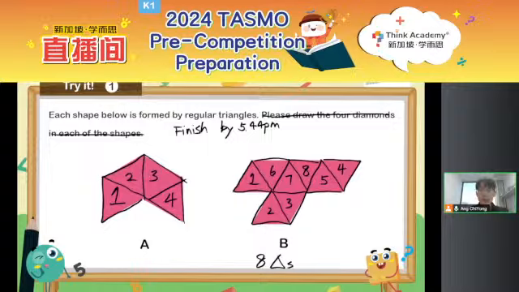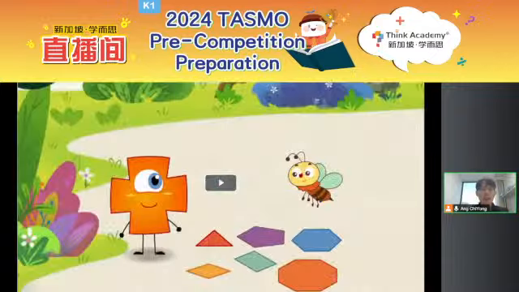Now, this is 4 regular triangles that we can put together. Next, let's continue looking at the story.